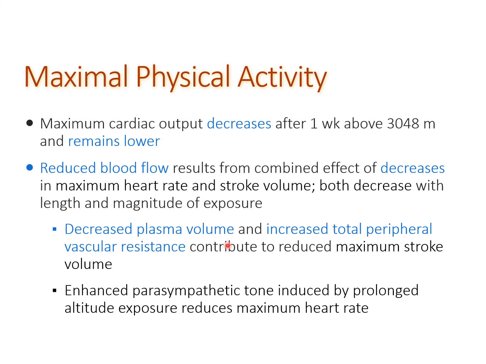You also get this decrease in plasma volume, and you get an increase in total peripheral vascular resistance that contribute to reduced maximum stroke volume. And then you get enhanced parasympathetic tone induced by prolonged altitude exposure, which reduces the maximum heart rate. So you know that this decreased plasma volume happens because you also get this increase in fluid loss at elevation, and you also get this increase in red blood cell production and hemoglobin production that allows you to carry more oxygen. So increased hematocrit and increased fluid loss equals a decrease in plasma volume.